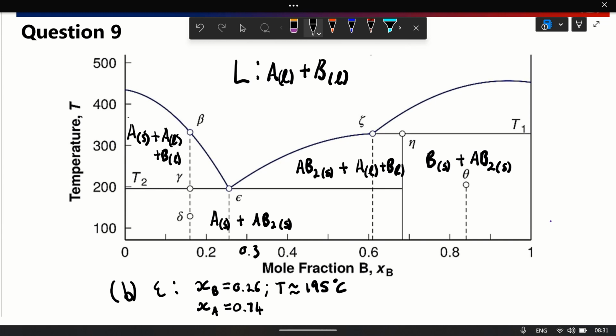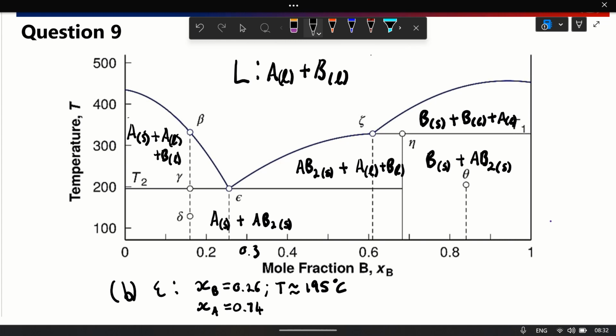And then just the final region, of course, B is in excess, so which one will be the solid? So B will be the solid. It's above the melting point of AB2, so we don't expect any AB2 to be here. So we just expect some B to be in the liquid form, and then also a little bit of A to be in the liquid form. Okay. So that's basically the labeling of the diagram.